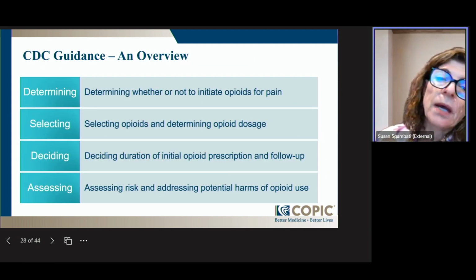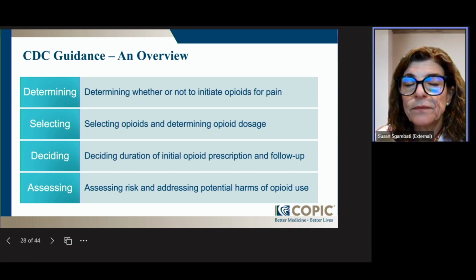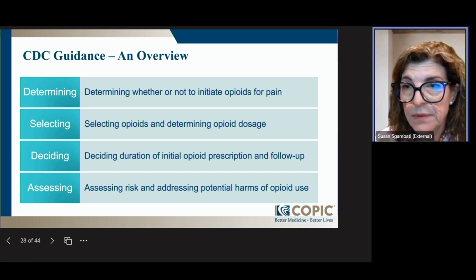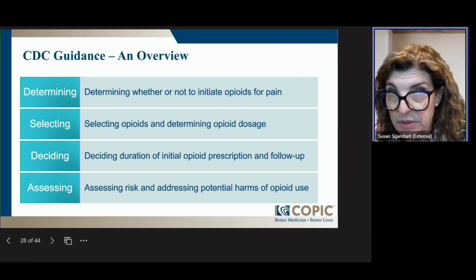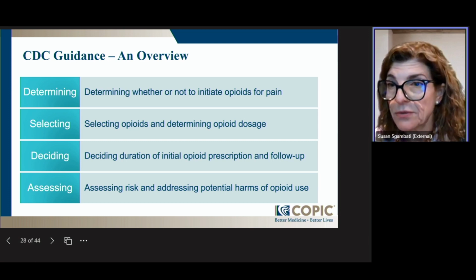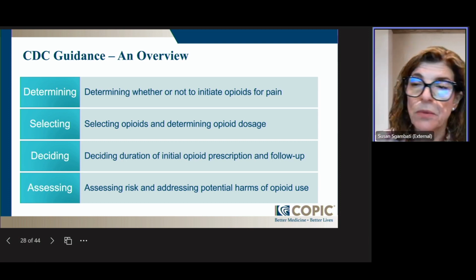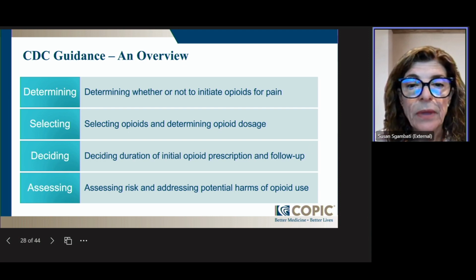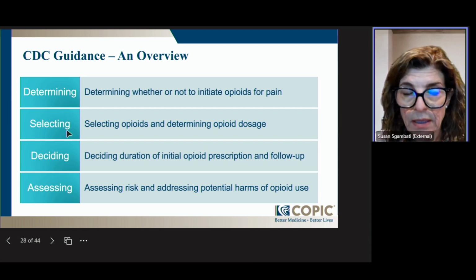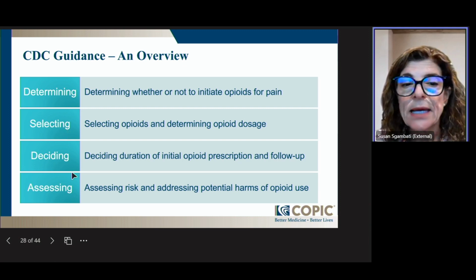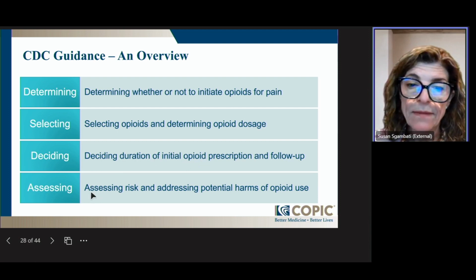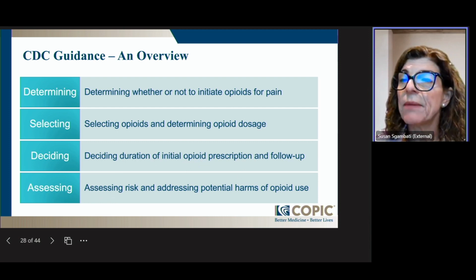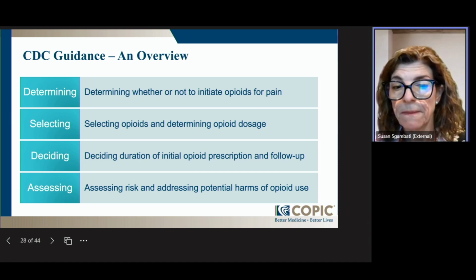CDC also has us determining whether or not to initiate it. I know there have been some great strides. The ERAS protocols and things like that do truly help minimize opioid use in the post-op period. At least in colorectal surgery, they were phenomenal. I saw some good results in orthopedics too. The selection, we talked about that, long acting, et cetera. Deciding duration of your initial use and the follow-up. And then finally assessing risk and addressing potential harms of opioid use disorder.